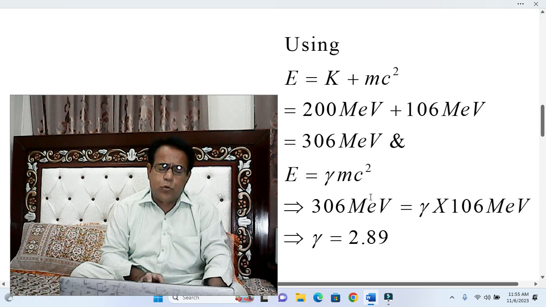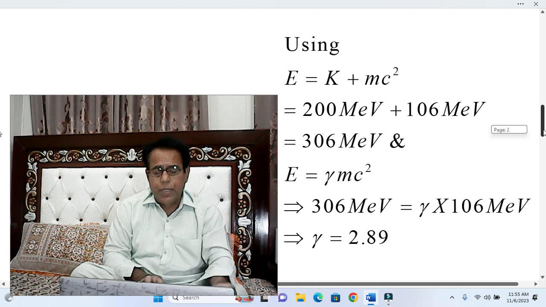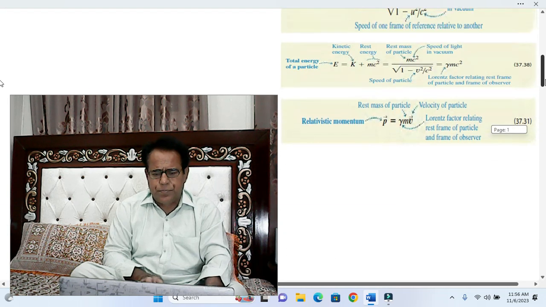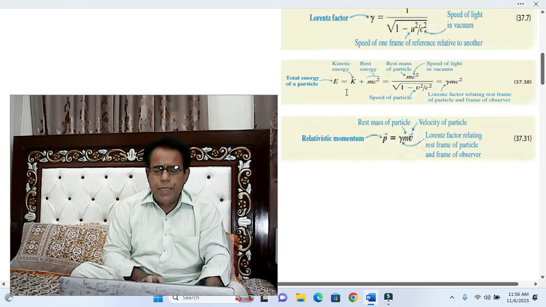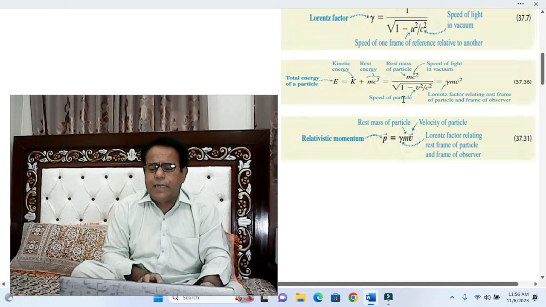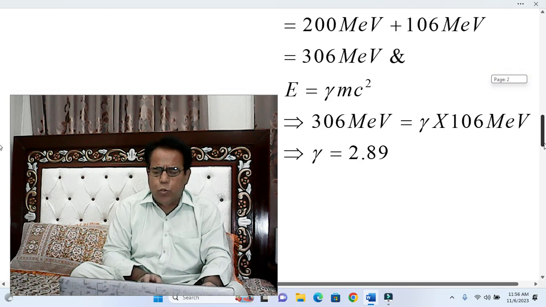Now we know that total energy E is equal to Lorentz factor gamma into mc square, from where we have taken this expression. We go to slides. E equal to K plus mc square equal to mc square over under root 1 minus v square over c square, alternatively becoming equal to gamma mc square. So E is equal to gamma mc square.